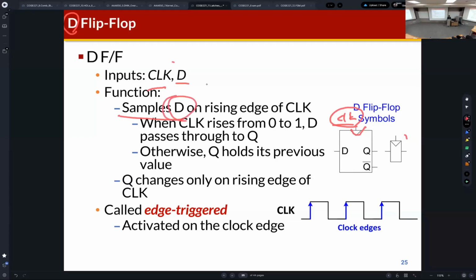This is the function of the D flip-flop: sample D on the rising edge of the clock signal. So what does it mean? We need to understand the behavior of the clock signal. What is a clock? The clock is 시계 in Korean. It's like tick tock, tick tock, tick tock.